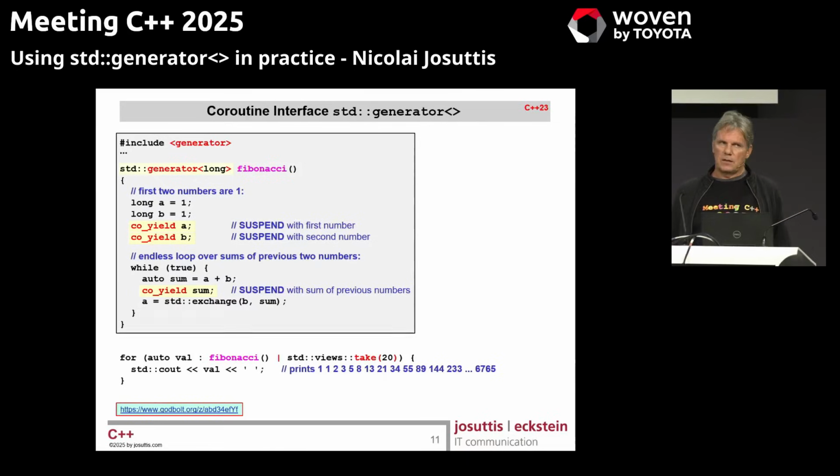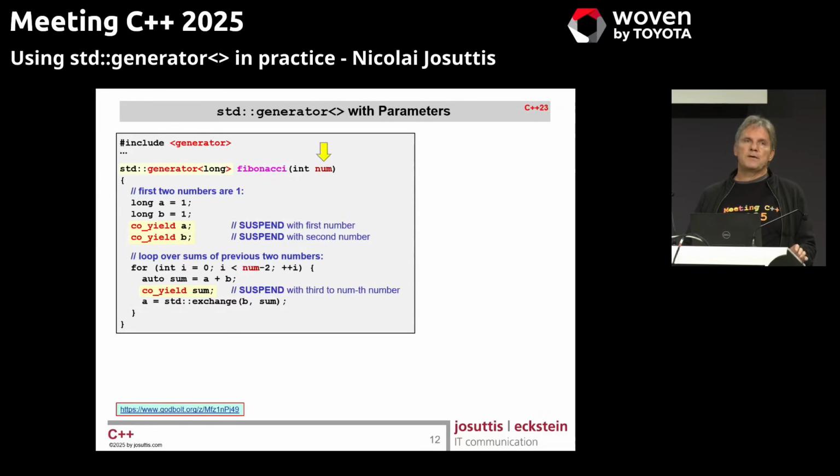Generators or coroutines in general can, of course, have parameters. So instead of doing this, we could also come up with a Fibonacci function or a generator that says, I have a limit. How many Fibonacci numbers should I create here in this function? So you simply pass an int to say how many elements should be generated so that we don't have an endless loop anymore. After yielding A and B, we have num minus 2 more values to generate, and that's what we do here in the for loop in the bottom part of this Fibonacci function.